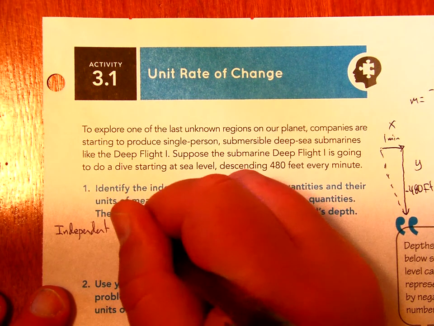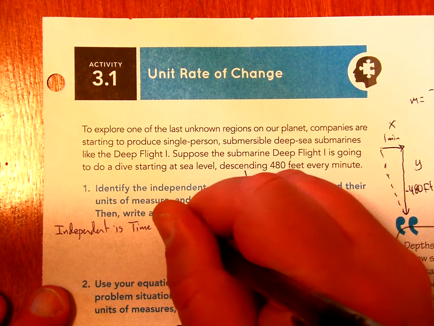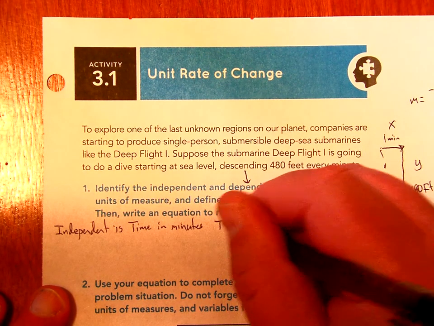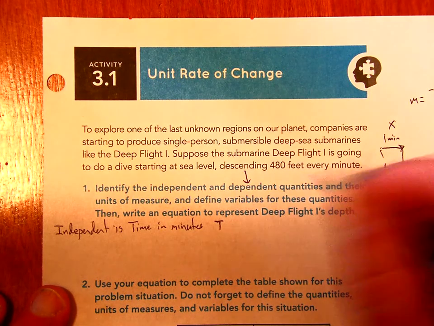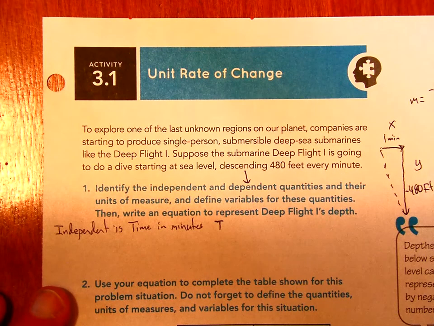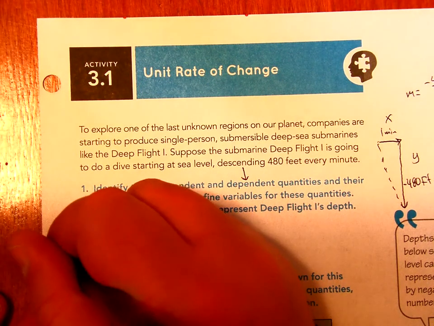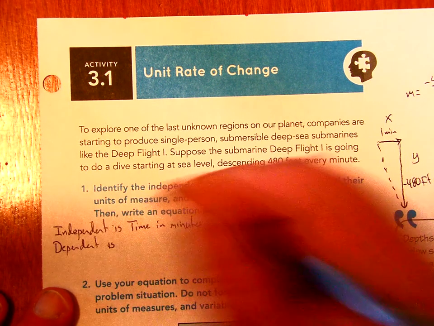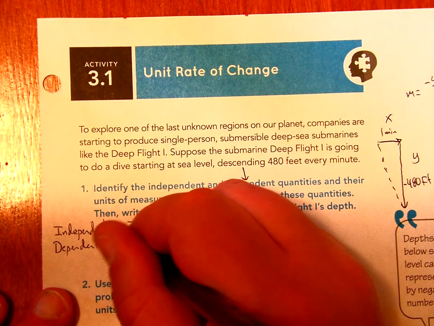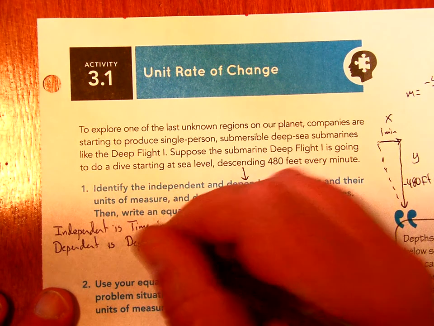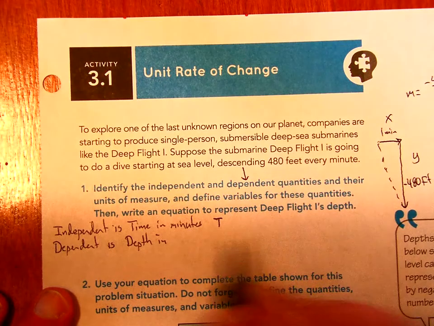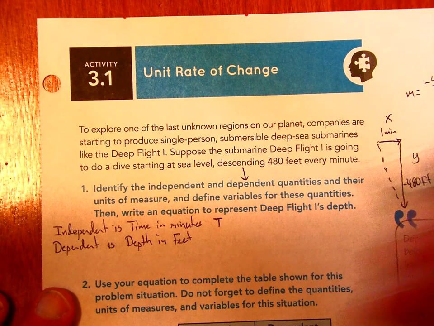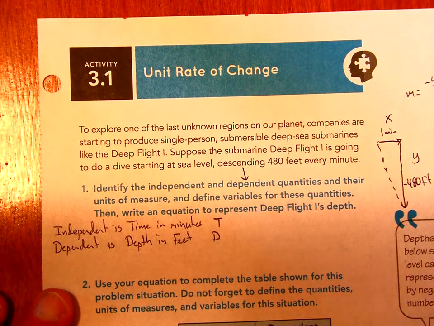And it said time was in minutes. So I'm going to use a T for time. That's going to be on the x-axis, because I could have also used an x there. The dependent is depth. In what unit? Depth in feet. And we'll use a D for depth. So those are my two quantities and their units of measure.